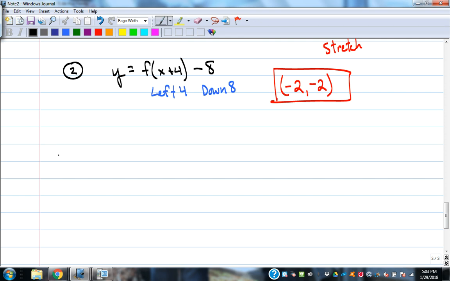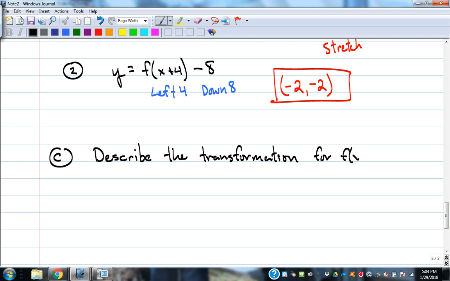All right, let's look at another scenario that could come up. We want to describe the transformation. This one's a little easier. Spell transformation. All right, for f of x equals square root of x. So just changing which function we're using here. It doesn't necessarily matter what function I'm using. Instead of x squared, I'm using square root of x.